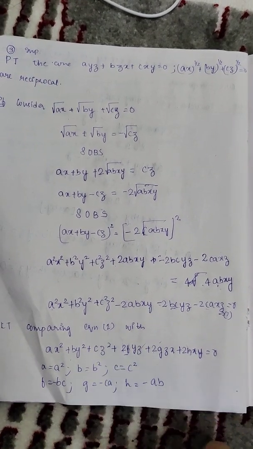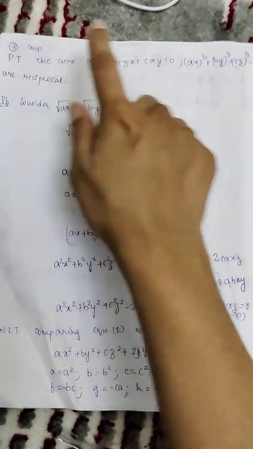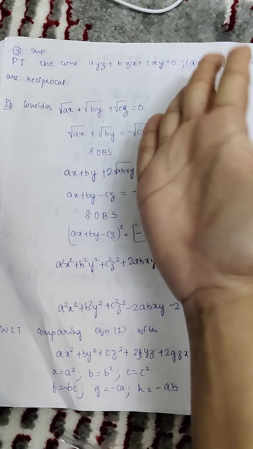Hello girls, let us move on to question number 3. The question states: prove that these two cones are reciprocal. That means these two cones are reciprocal of each other.